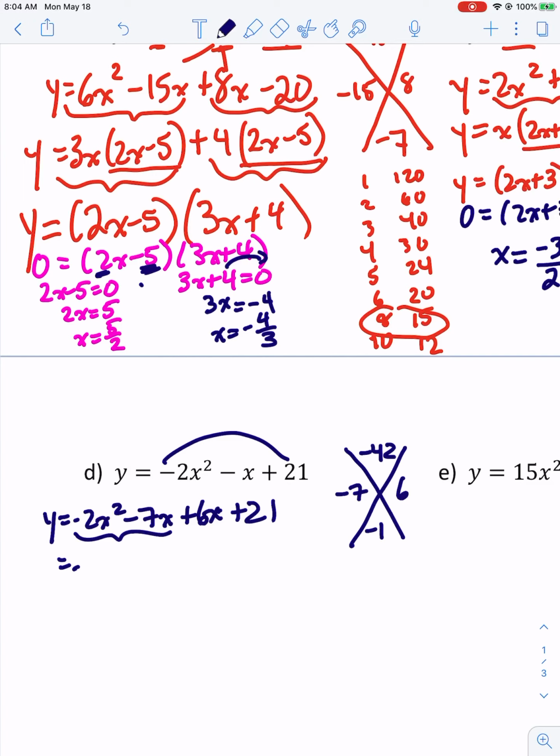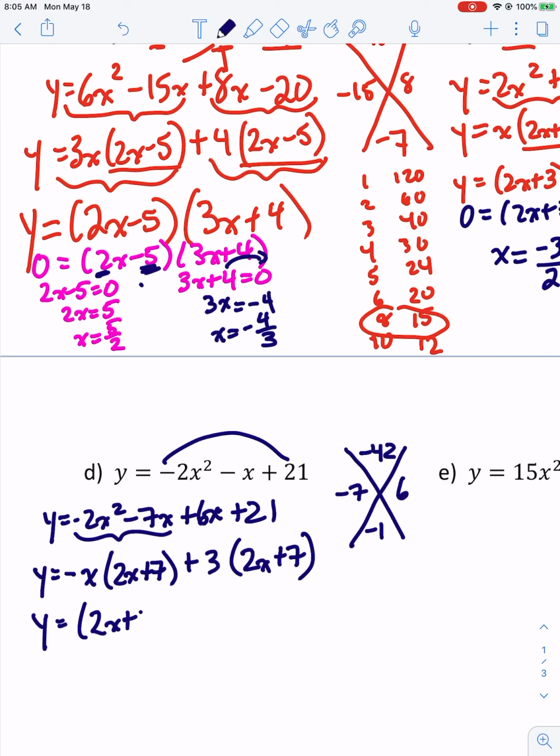These two common factor to just give you an x, and that's a minus x. Make sure you take out that negative sign. So that'll be a +2. Okay, so we have to take out a -x, and that gives us a 2x plus 7. And on the next one, we're going to take out a +3, and that gives us a 2x plus 7 as well. And so that gives us 2x plus 7 and minus x plus 3.